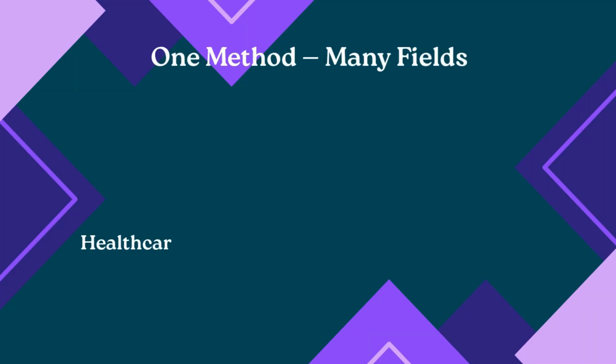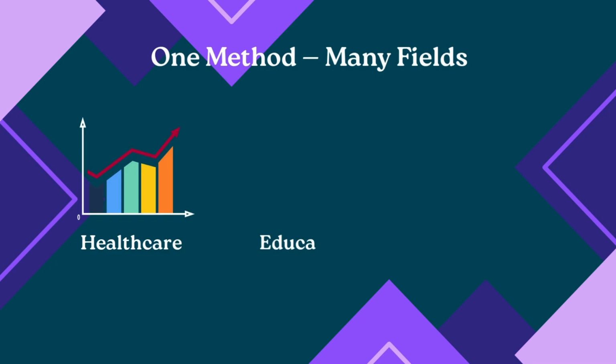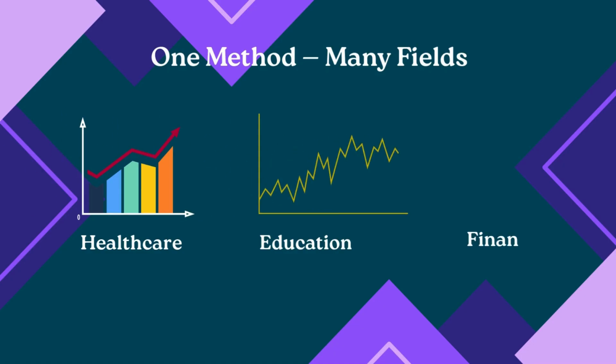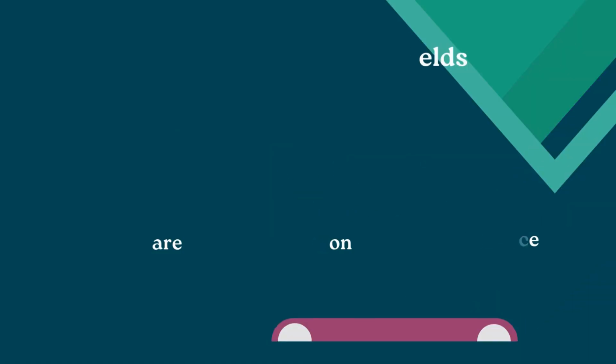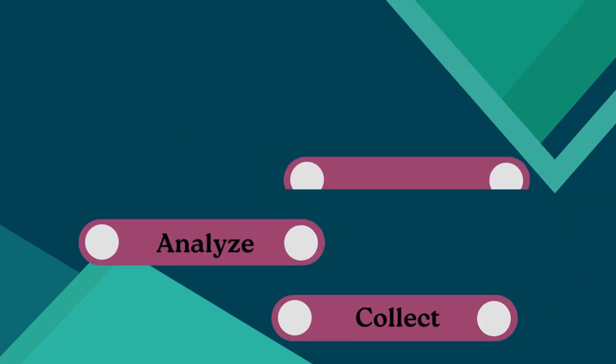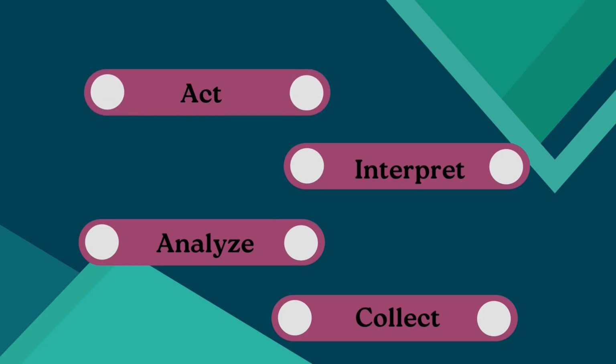In healthcare, you might analyze how different treatments affect recovery rates. In education, you might study how study time impacts exam scores. In finance, you might forecast stock returns based on past performance. Each time, the core idea is the same. We collect data, analyze it, draw conclusions, and make better choices. That's applied statistics. It helps us move from data collection to data understanding to data driven action.